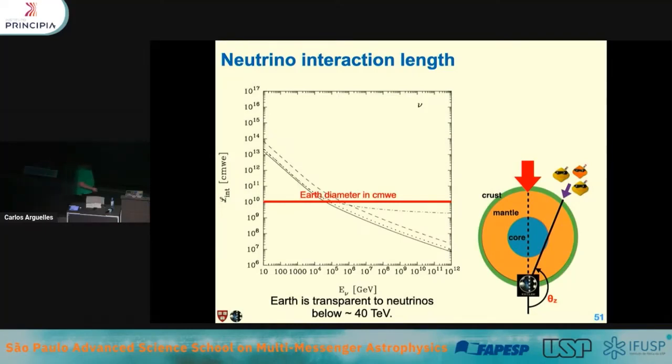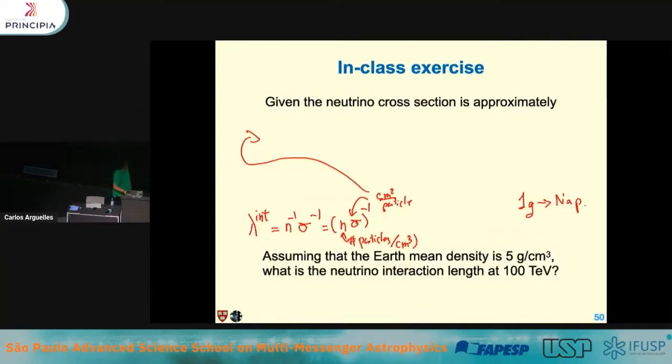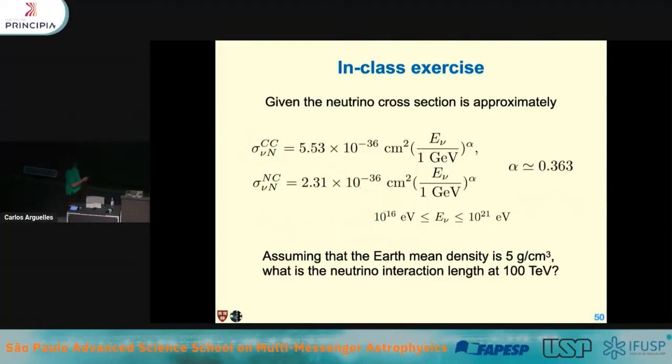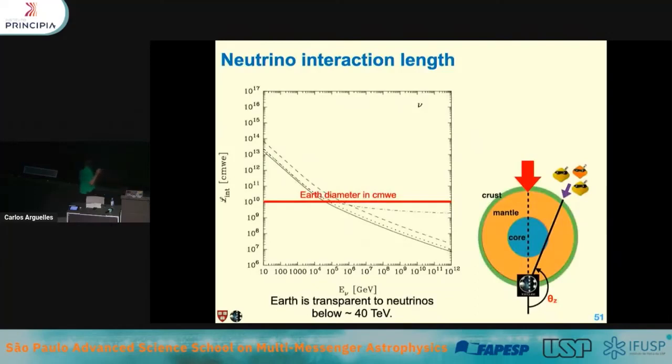But after that, because this cross section scales with energy to the 0.3, it is going to make my interaction length go down. You can see it in this figure. Here the interaction length is decreasing. Somewhere over here, it crosses the diameter of the planet. This exact crossing depends on the cross-section calculation that you use. Somewhere around tens of TeV, you start really crossing the planet. If I were to give you a different cross section, you could figure it out.